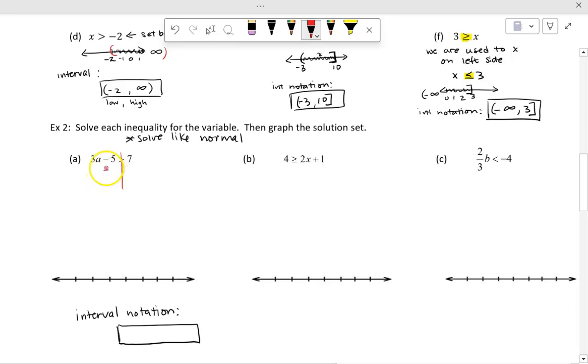We're going to move everything around the same way we normally would, which means I want to get the variable, a or x or whatever it is in each problem, by itself. I'm adding 5 to both sides. I get 3a is greater than 12. Dividing both sides by 3.